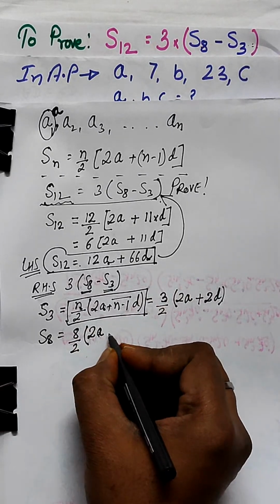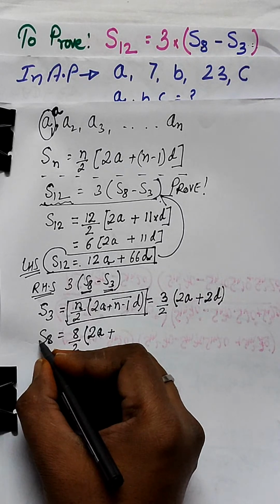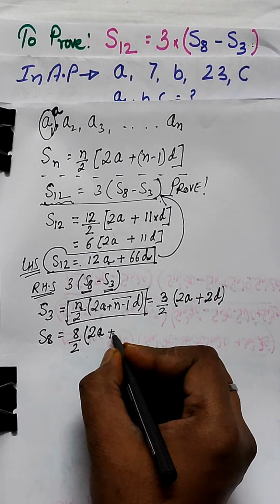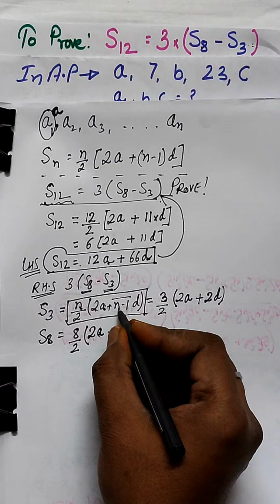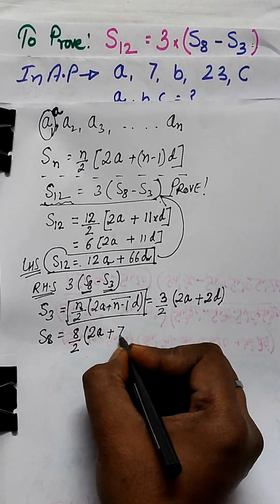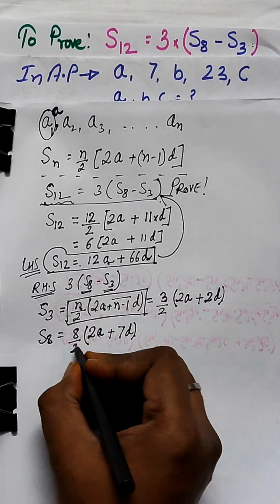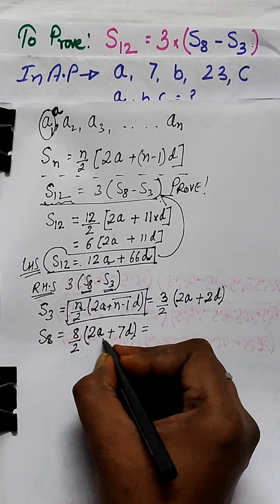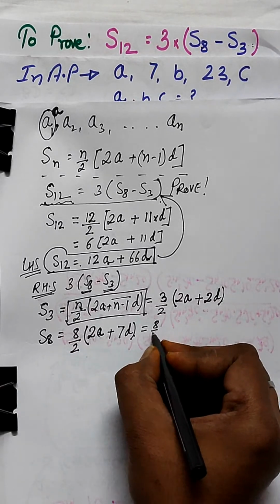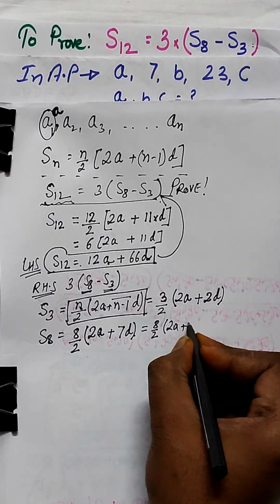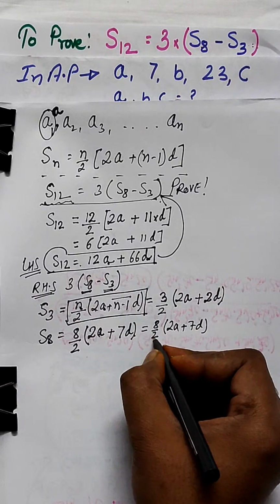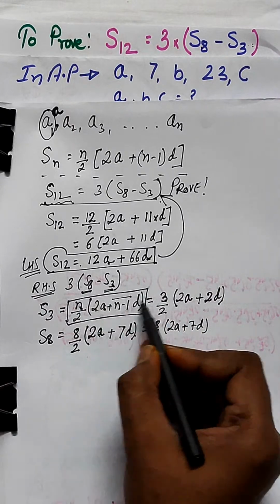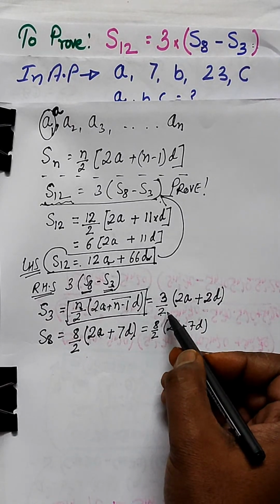Coming to the point again where we left S8: S8 equals 8 by 2 into 2a plus (n minus 1)d. In place of n write 8. So 8 minus 1 will be 7, into d, it will be 7d, right? So we are getting the value of S8 as 8 by 2 into 2a plus 7d. We have not divided 8 by 2 because we have to calculate S8 minus S3, and in S3 we already have 2 in the denominator, right?